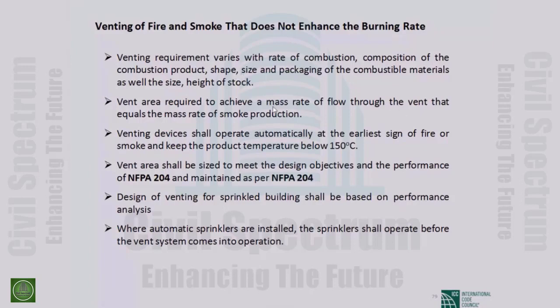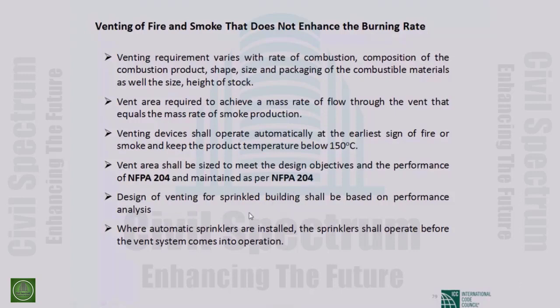The vent area required is that which achieves a mass flow rate through the vent equal to the mass rate of smoke production. So you have to estimate how much smoke can be produced and what the size of your vent will be. The venting device shall operate automatically at the earliest sign of fire, and if the temperature rises beyond 150, it will operate automatically. This can be done by design, by automatic sensing or other means. Vent area should be sized and designed per NFPA 204 and maintained as per NFPA 204.